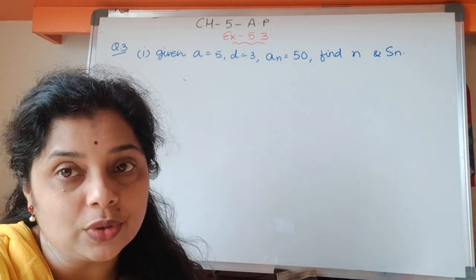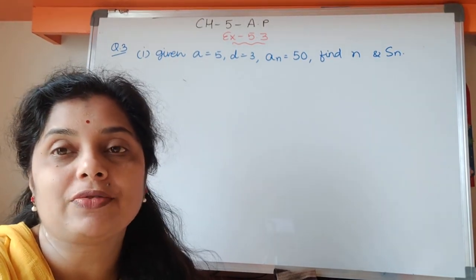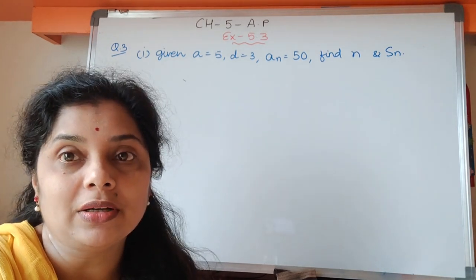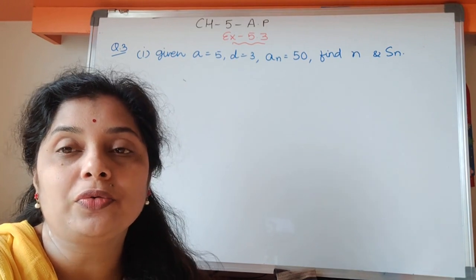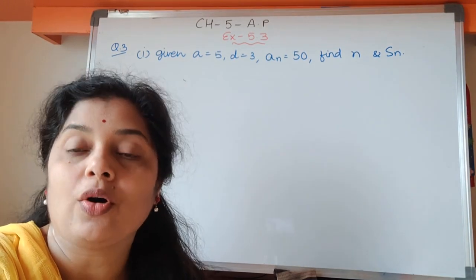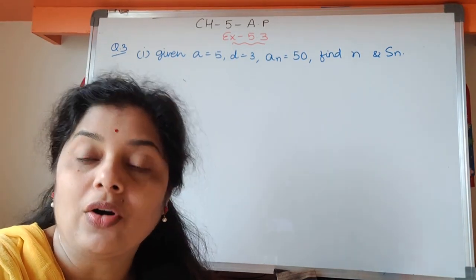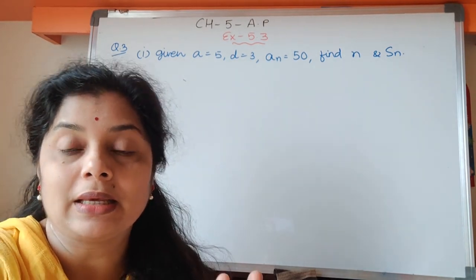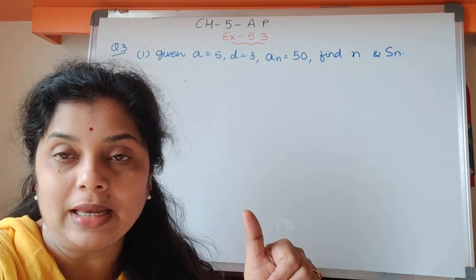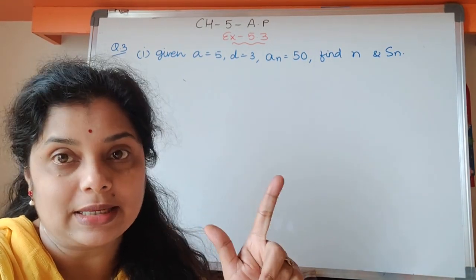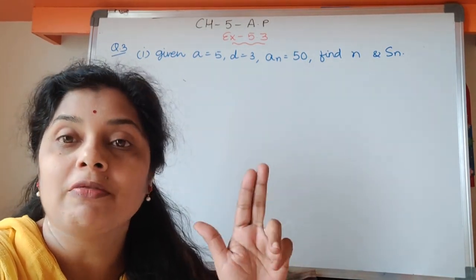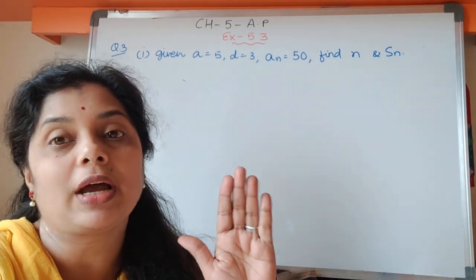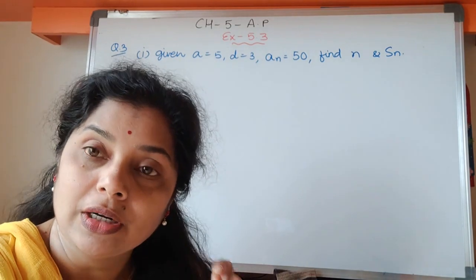Now, in question number 3 of exercise 5.3, whatever sums are given are related to finding Sn, an, a, d, or small n. Out of these 5 characters: an, the nth term; Sn, the sum of n terms; a, the first value; d, the common difference; and n, the number of terms.